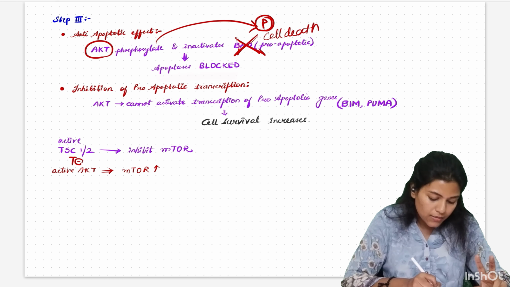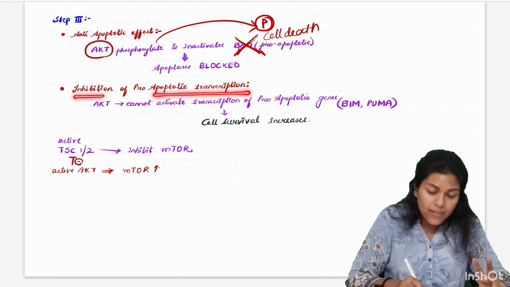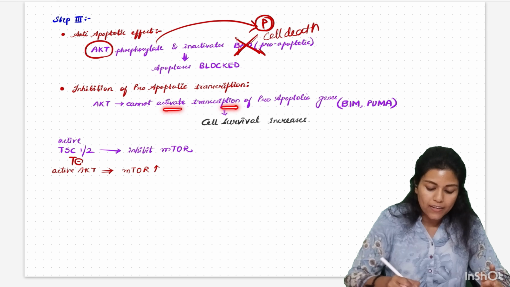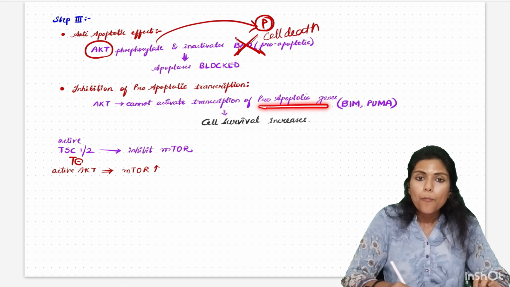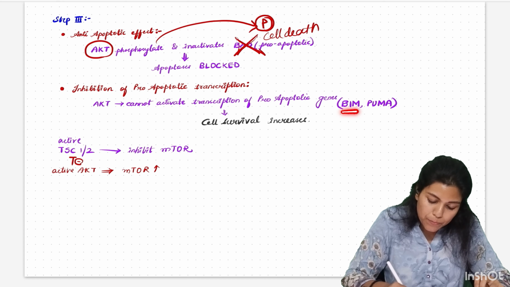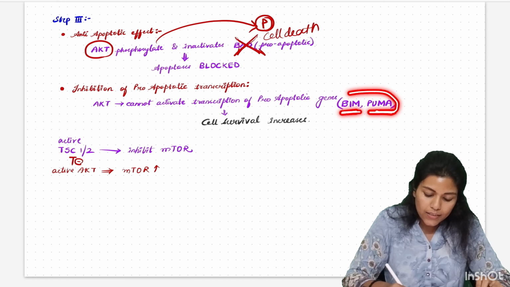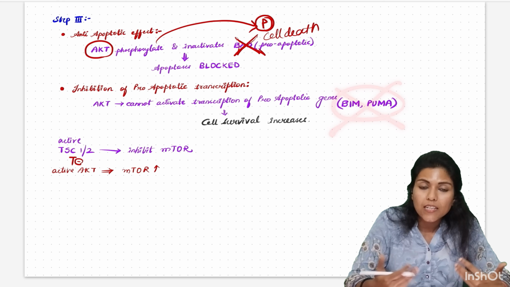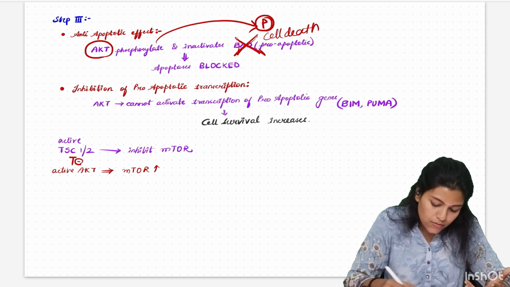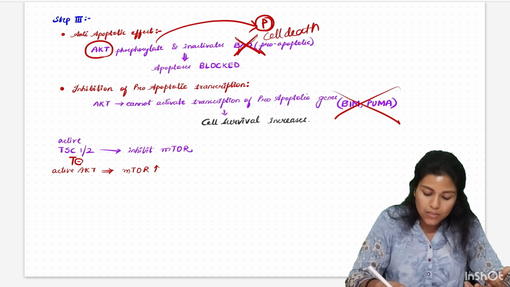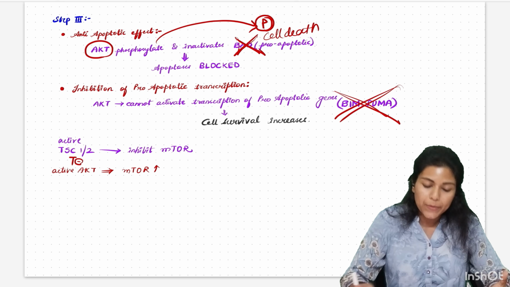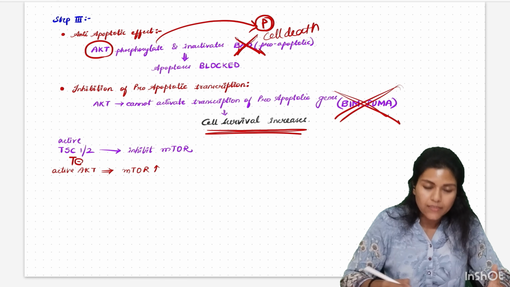That is number one. The other is inhibition of pro-apoptotic transcription. The transcription factors of the pro-apoptotic genes are not activated. The pro-apoptotic genes are BIM and PUMA. These induce apoptosis and cell death. Their transcription is inactivated, which means these genes are not transcribed and not synthesized. So there is no apoptosis happening, and cell survival will increase.